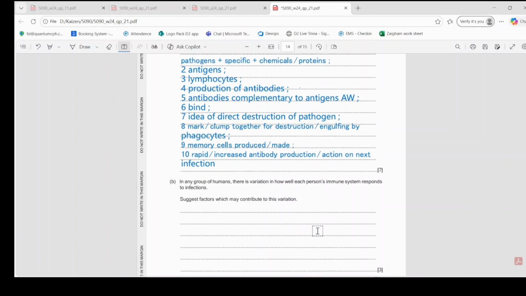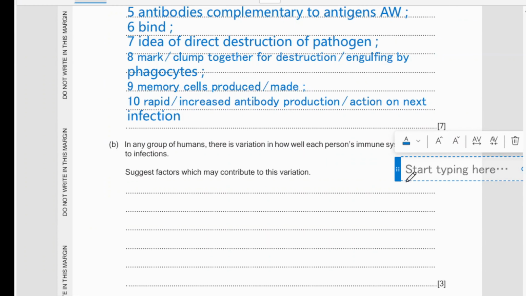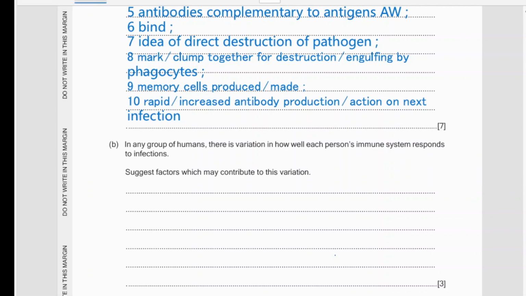Okay, last one. In a group of humans, there is variation in how each person's immune response responds to infection. Suggest factors which can contribute to this variation. What else can be there? Then you have to define how you are saying it, like mutation. Are you talking about mutation?